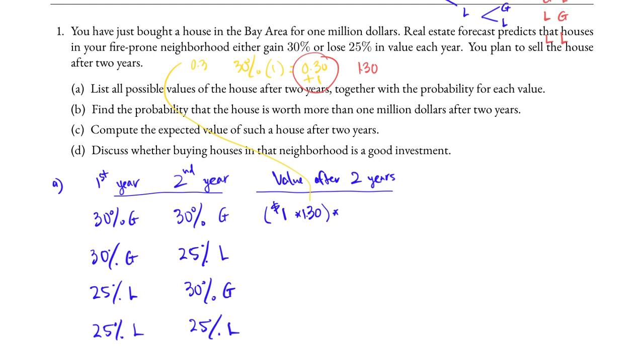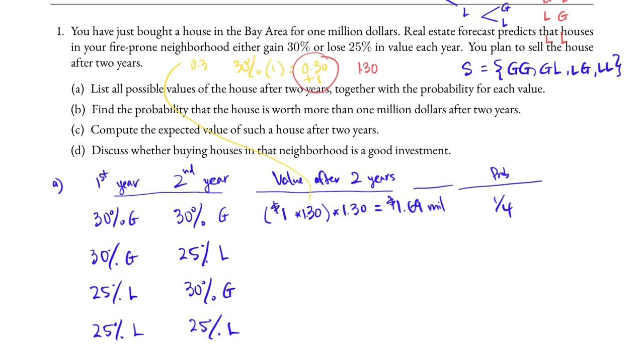And then we take this and we multiply by 1.3 to get the value after 2 years. And so this is $1.69 million. This has a probability of 1/4 because this is 1 out of the 4 scenarios that we listed earlier. We might think of this as a sample space: gain-gain, gain-lose, lose-gain, and lose-lose. And so the first scenario, gain-gain, is 1 out of 4 possible outcomes.